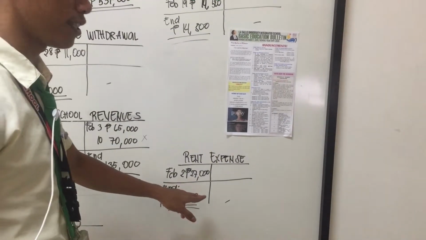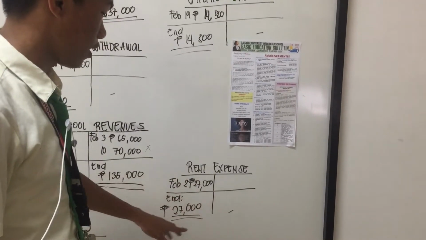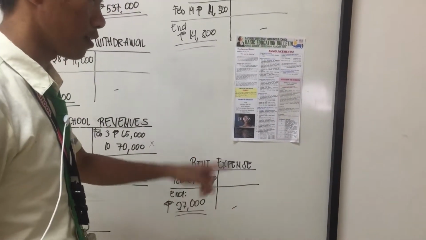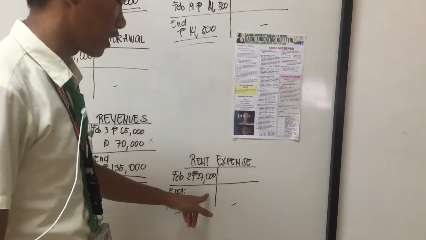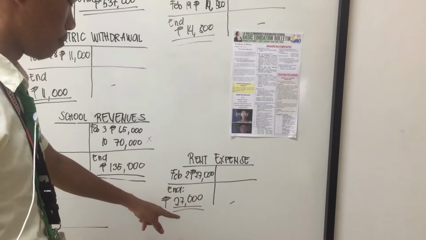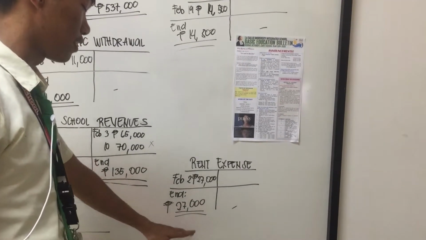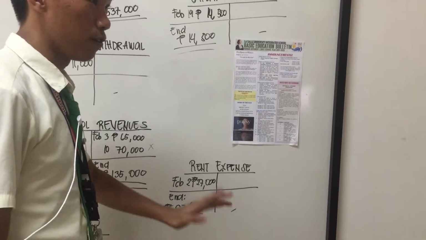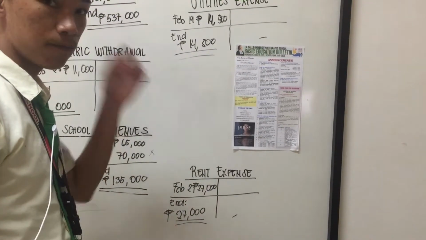So we have 27,000 pesos, and for any transaction, just always remember, if there is no other transaction, just copy the amount so that we get the normal balance. Then always don't forget the double rule.